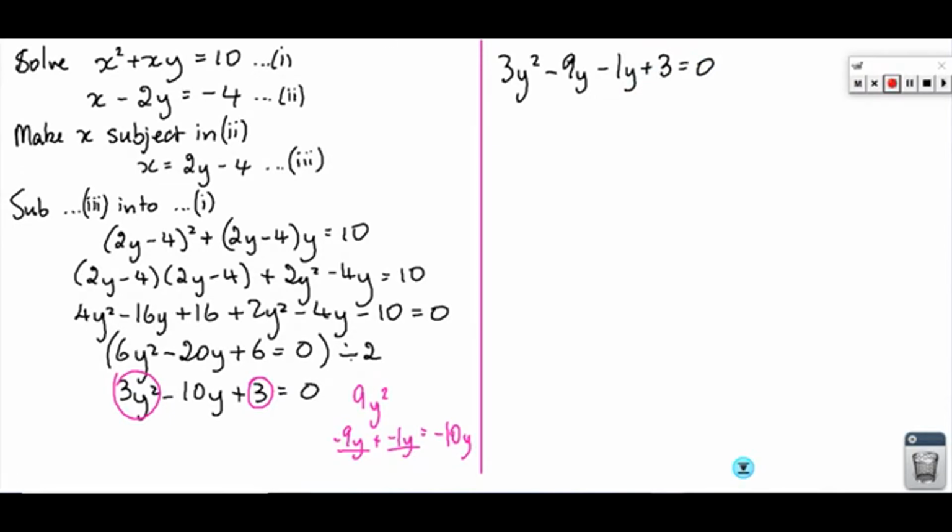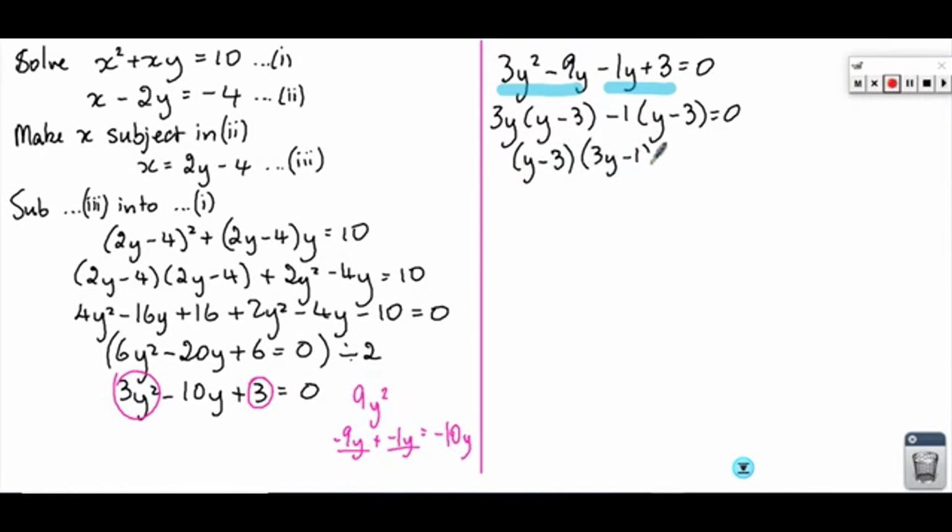I am going to group these two and then these two, so I get 3y into (y minus 3) minus 1 into (y minus 3) equals 0. Remember that when grouping, the two brackets should be the same. So I have (y minus 3), this time a common factor, into (3y minus 1) equals 0. So this time y is equal to 3 and y is equal to 1/3. We got the two answers for y.